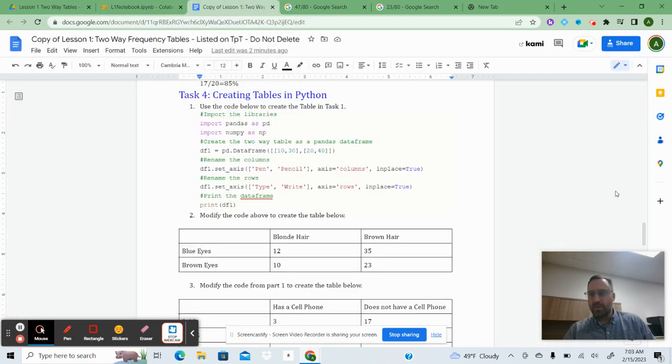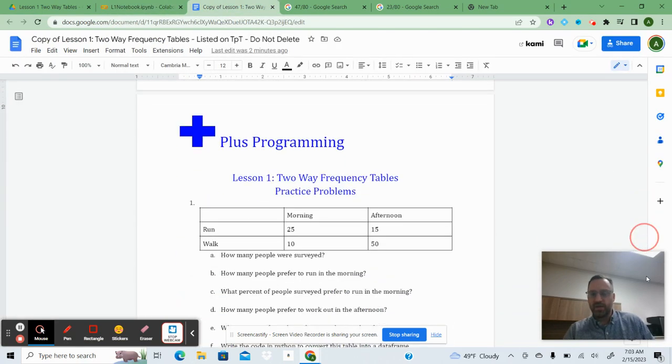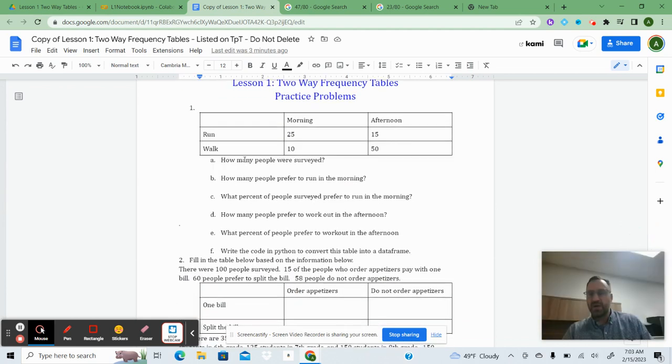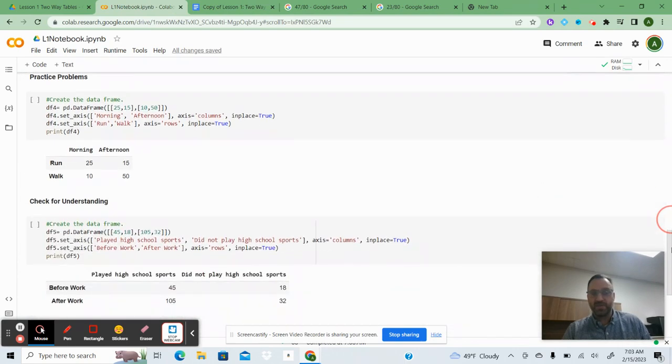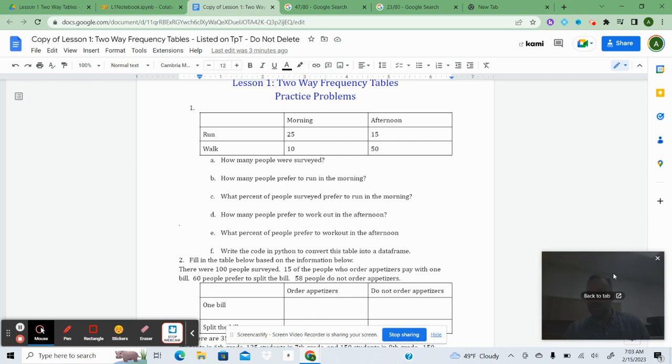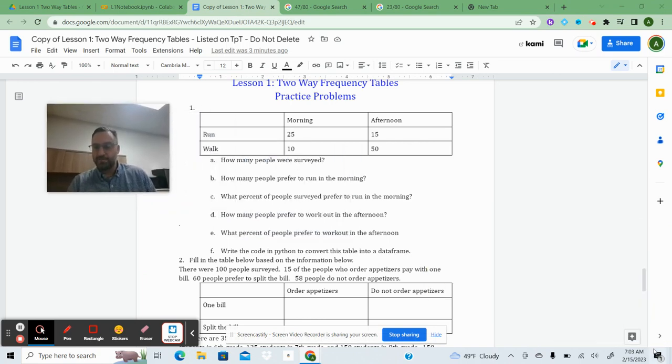And then if you look, our practice problems, I'll let you struggle a little bit more with those, but what you're going to be doing is just answering those questions and then filling those parts in. There are things for the Python table to create those tables. And then also the same thing for your check for understanding here. Let me just move this here.